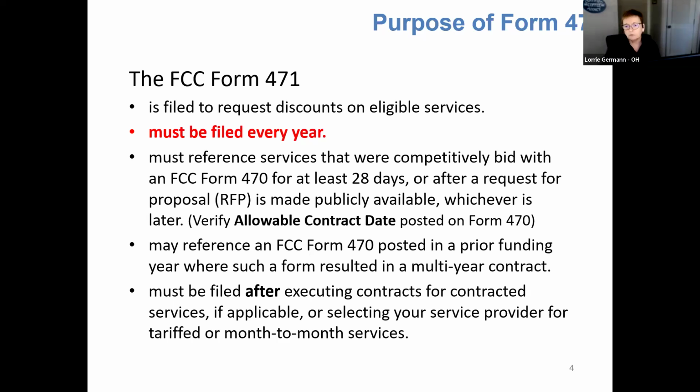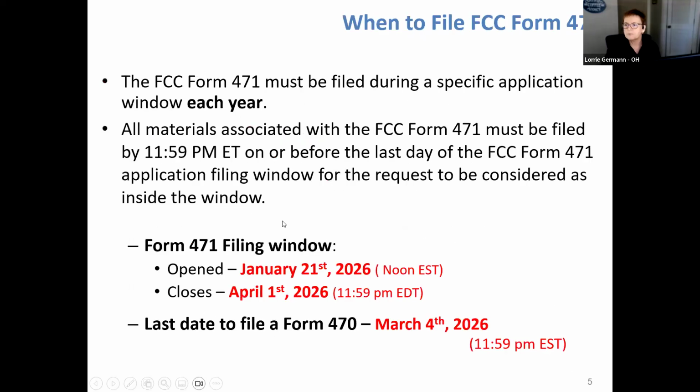Now, if you did file a form 470, that's the bidding form. Remember, you have to wait the minimum 28 days from the time you file that form. On the 29th day, you can start evaluating your bids and choosing your vendor. Just make sure to go back and verify what that allowable contract date is, meaning the 29th day from whenever you file that 470. And again, let me know if you have questions.